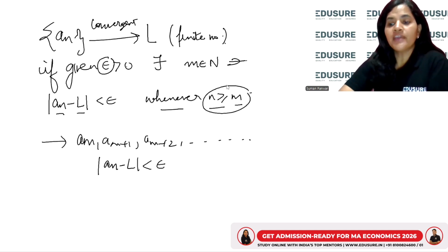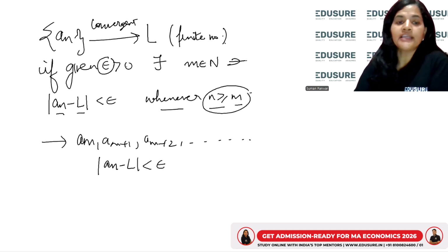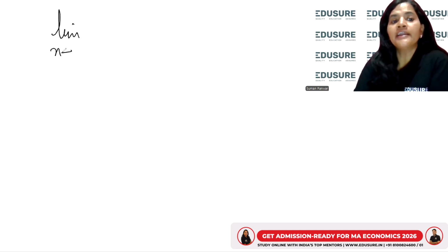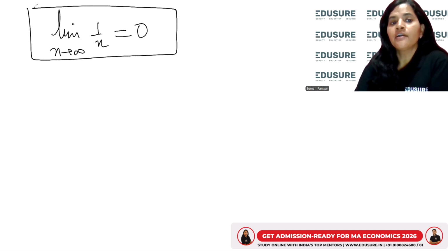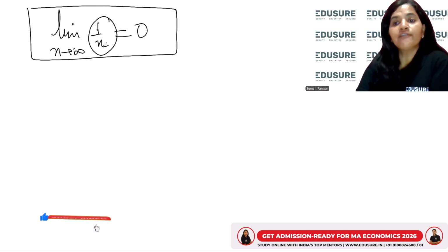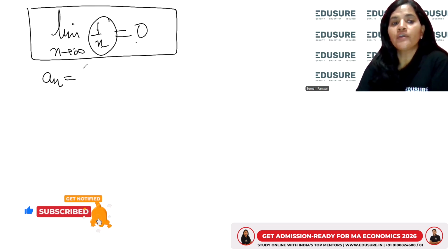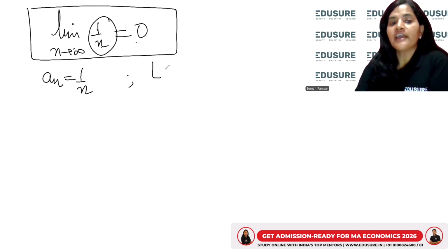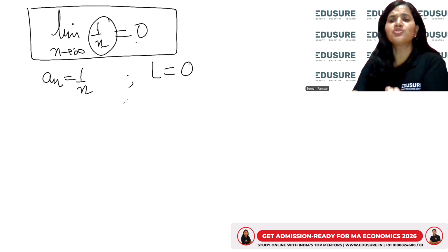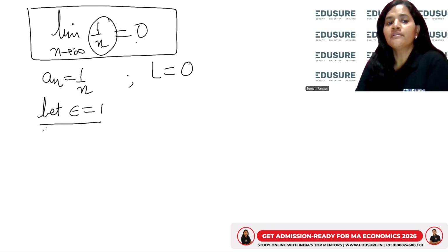So for example, we had already done this in the last class. Limit n tending to infinity, 1 upon n is equal to 0. So suppose I want to prove that limit n tending to infinity, 1 upon n equals 0. So what is a_n over here? 1 upon n. And L equals 0. So choose epsilon equals to 1. So let epsilon equal 1.